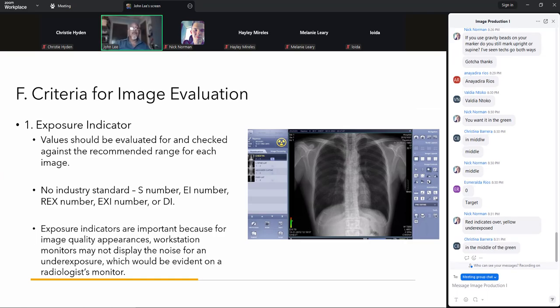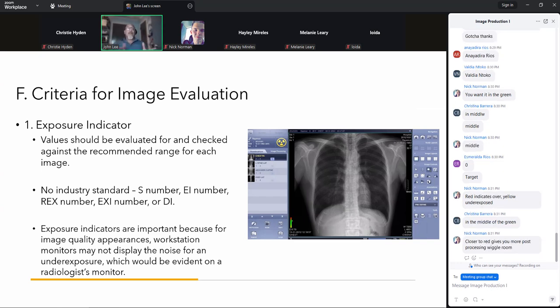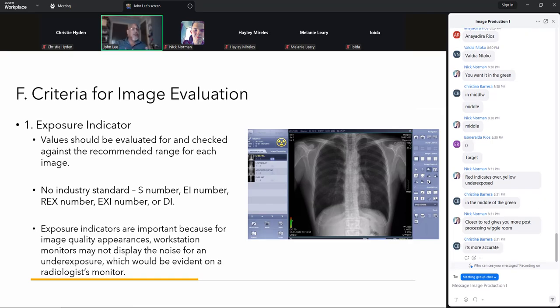Middle of the green. Okay, so if you answered middle of the green, why do you want to be in the middle of the green? Closer to red gives you more processing wiggle room. That may be true, but I'm not doing any post processing. The radiologist is the one that needs to do the post processing. While closer to the red does give you an increased signal, we talked about that, yes? Right, closer to the red means more signal. Okay, but that green is this big.